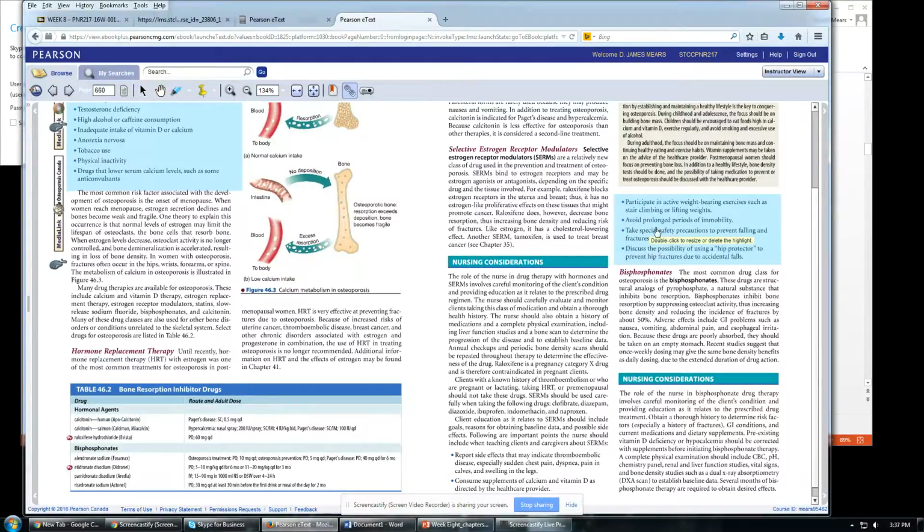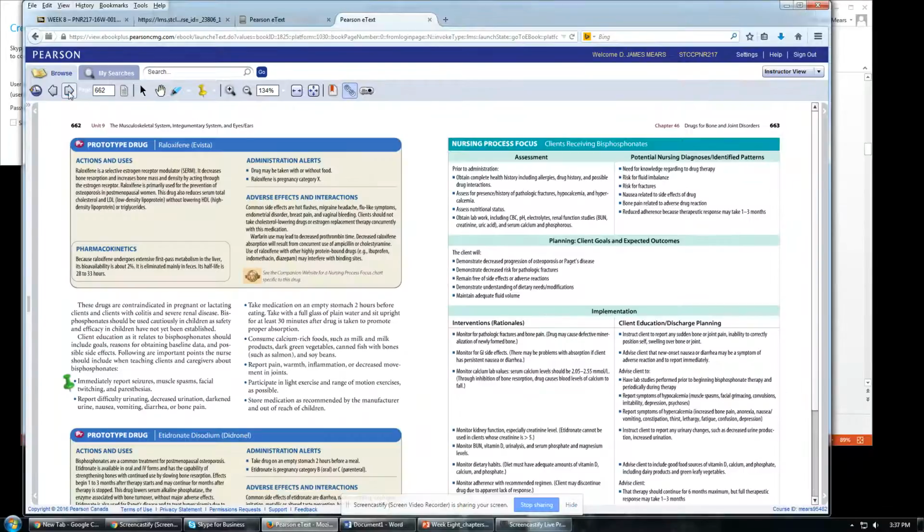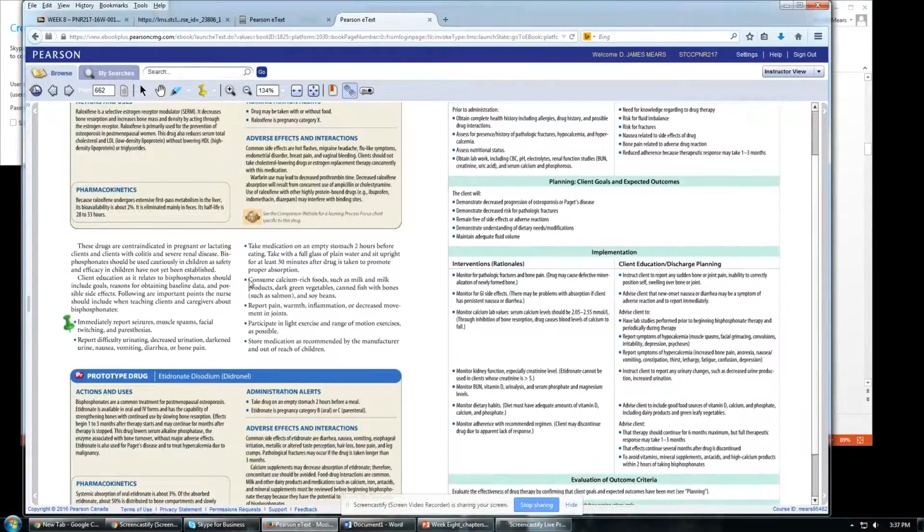All right. Avoid prolonged periods of immobility. That's my life. Take special safety precautions to prevent falling and fractures, especially if they have weak and brittle bones. So they say that a lot of these elderly women say they fell and broke a hip, but often it's that they broke their hip and then they fell. Because of the weakness of the bone, the hip actually breaks and then the patient falls. So again, we can't stress enough the importance of paying attention to calcium levels.